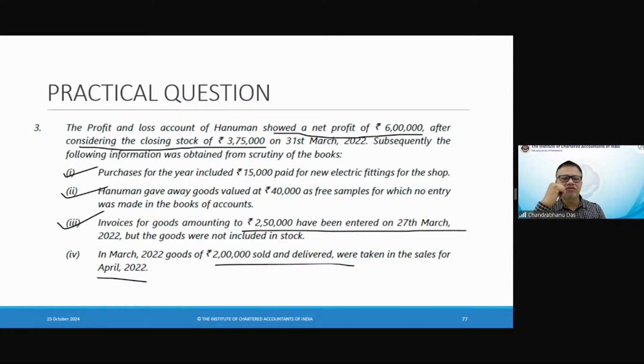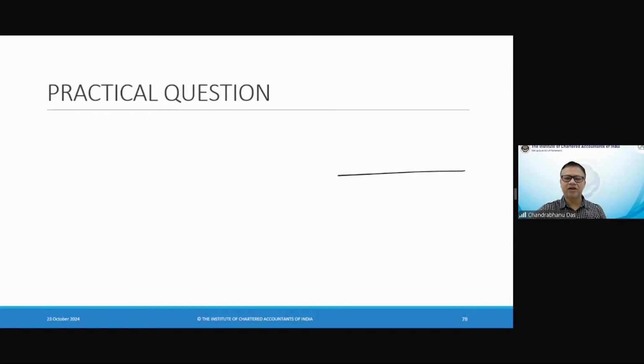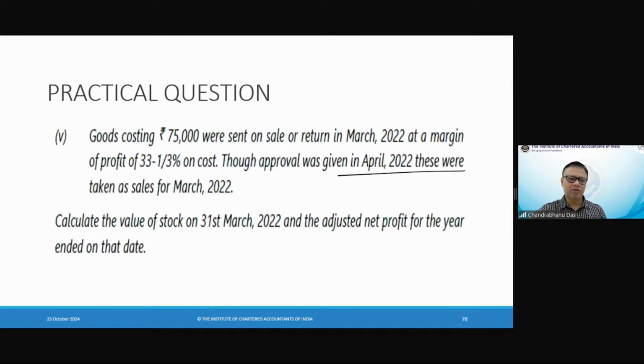Now, with such information, you have to prepare a profit and loss adjustment account, a memorandum account, just to see where the problem is. Now, what happens in this? You have another, fifth information, a sale on approval basis. In any type of question on inventory, definitely one question will be either a consignment sale or goods on sale and approval basis. Now, goods costing 75,000 were sent on sale or return approval basis in March 2022. And what is the margin? The margin of profit is 33.13% on cost.